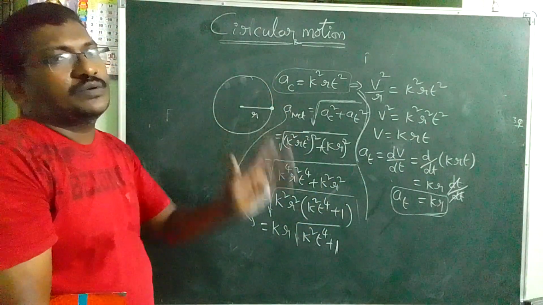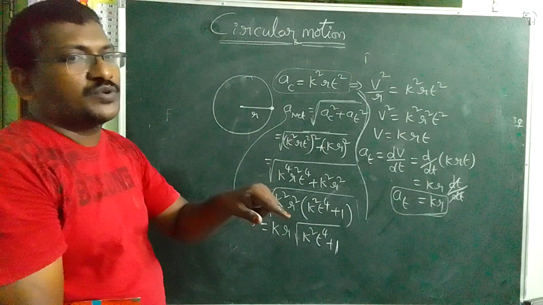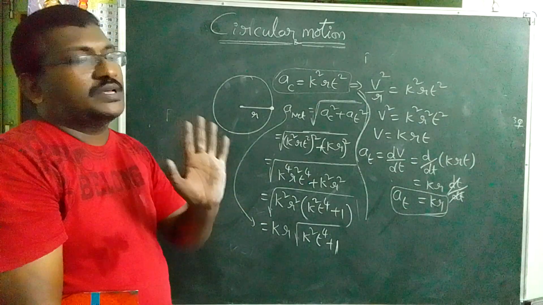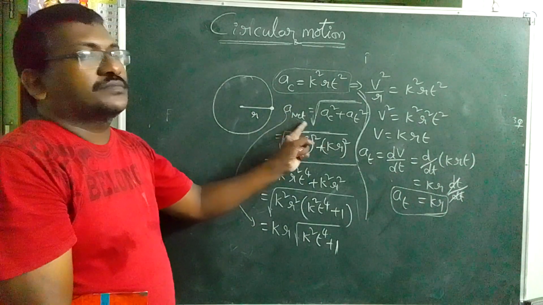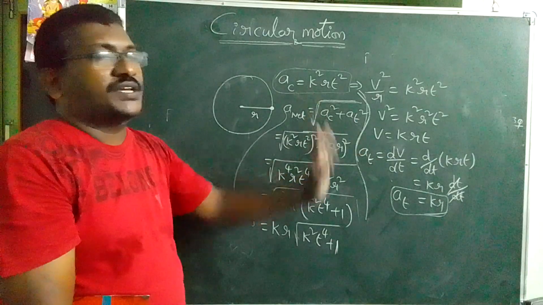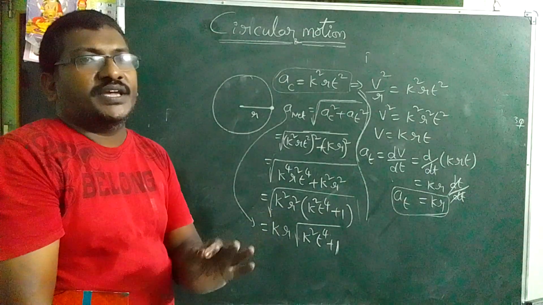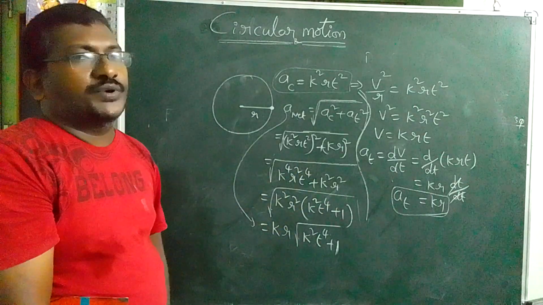That's why we have the two. In non-uniform circular motion, the particle has tangential and also centripetal acceleration. What is the total acceleration? Root of AC square plus AT square. Direction formula: tan phi is equal to AC by AT. So problems we already did.